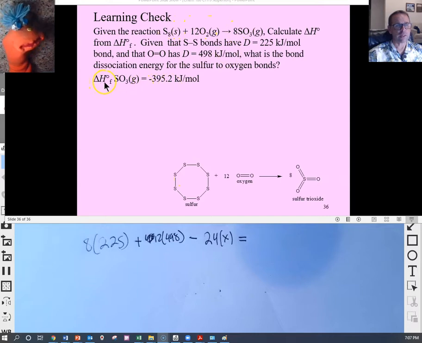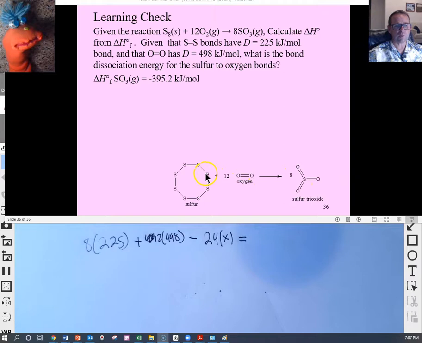We're told that the delta H of formation for sulfur oxide, or sulfur trioxide, is negative 395.2. Now this is not a delta H of formation reaction, is it? Oh, how do you know? Well, remember, in a delta H of formation, or a formation reaction, you take enough oxygen and enough sulfur just to form 1 mole of this material. Oh, okay. And so here I'm forming 8 moles of material.